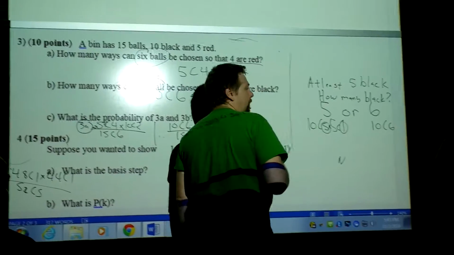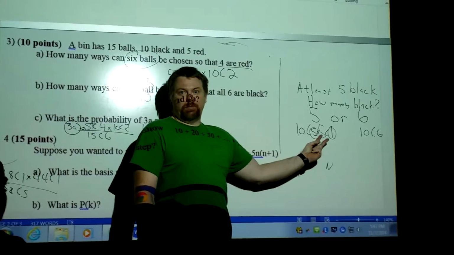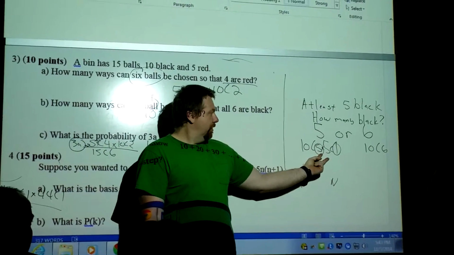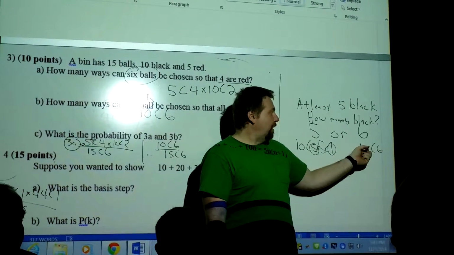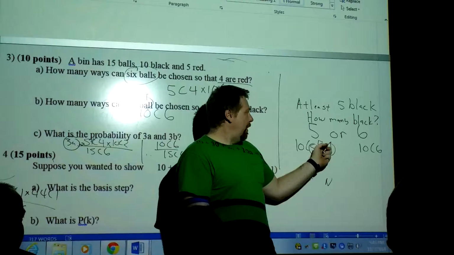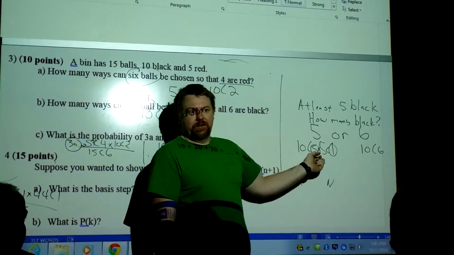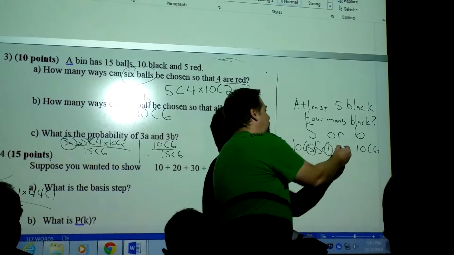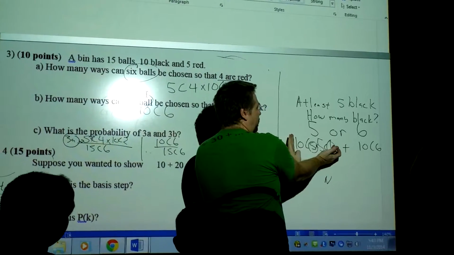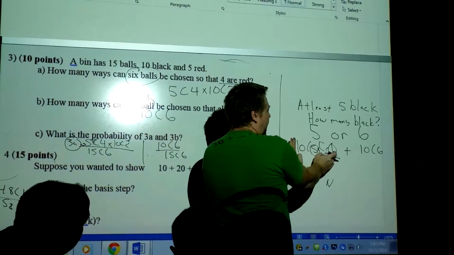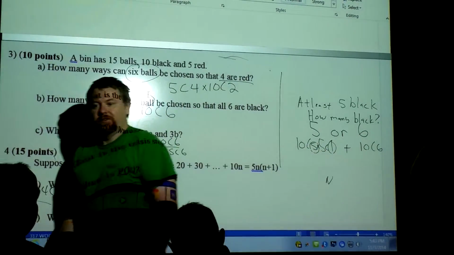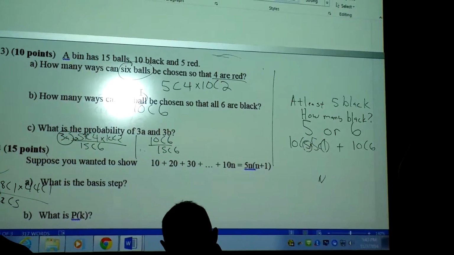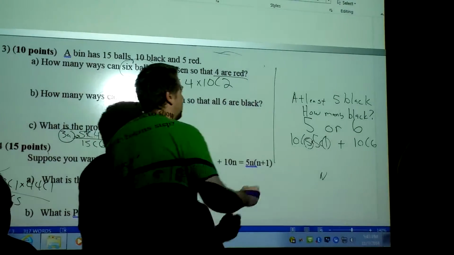And you multiply, because you're talking about the same 6 balls here. You're picking 6 balls here, 5 are black, 1 is red. Here you're picking 6 balls, and all are black. Do you add these or multiply these? You add, because these are 6 balls where 5 are black and 1 is red, and these are 6 that are all black. So you're counting different things. And then divide by 15 choose 6.